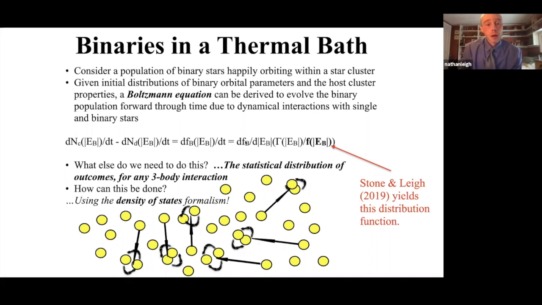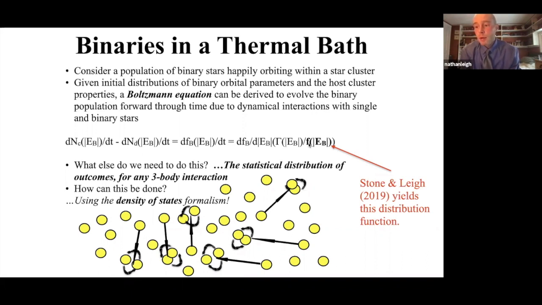I've written here just a very simple version of a first order diffusion equation to convey the general concept. Basically, we balance the rates at which binaries populate the different bins in orbital energy in this case. Binaries flow into each bin and out of each bin due to single binary scatterings. And the key thing to highlight is this function right here, since this is the critical ingredient, since it provides the outcome distributions for three-body scatterings.